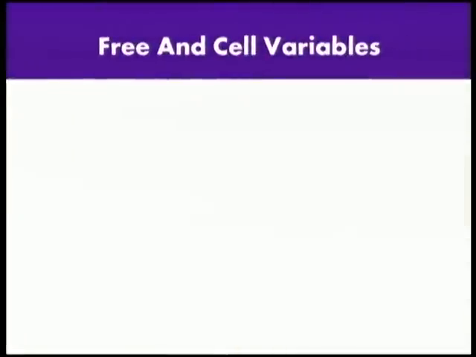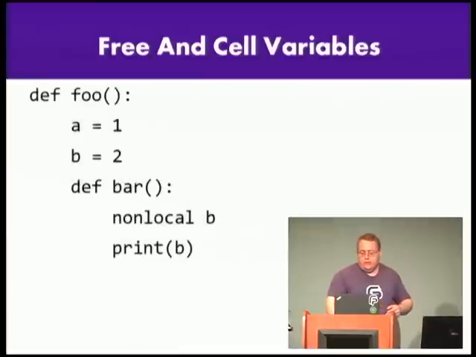So there's this concept inside of the bytecode interpreter, inside the Python source tree, called free variables and cell variables. I puzzled over these for a while. I didn't know what the hell they were.